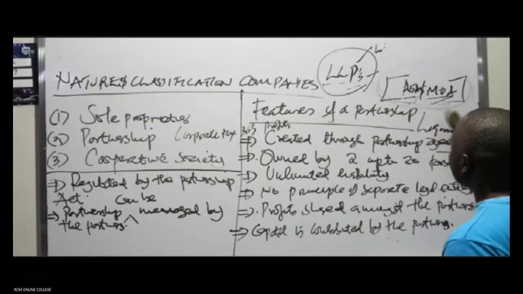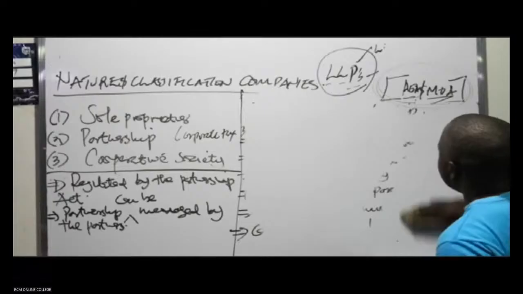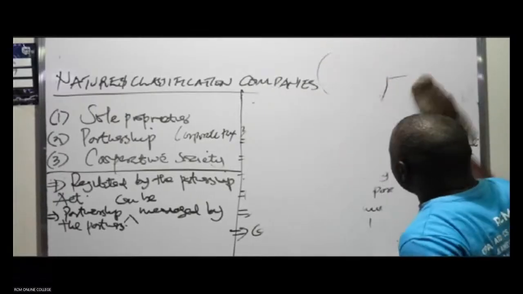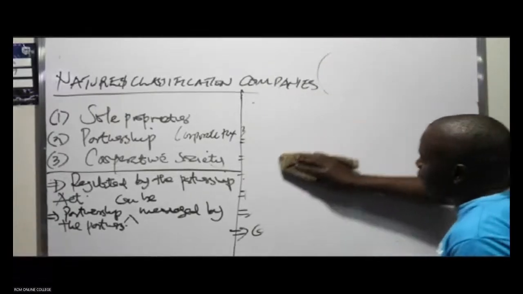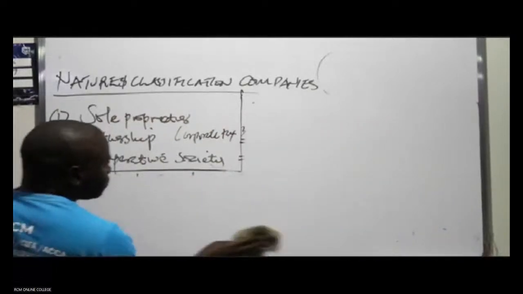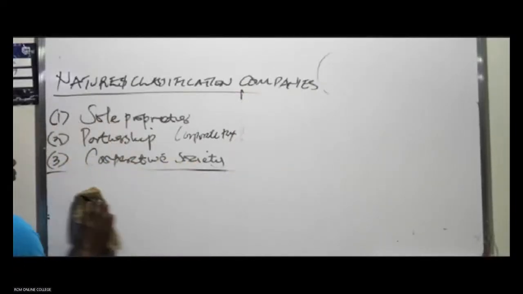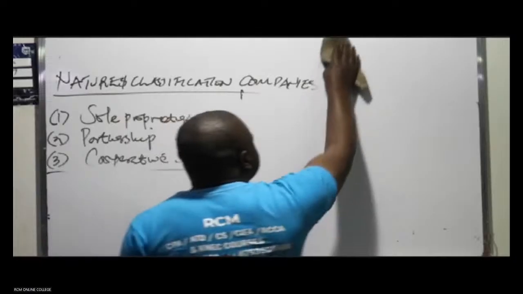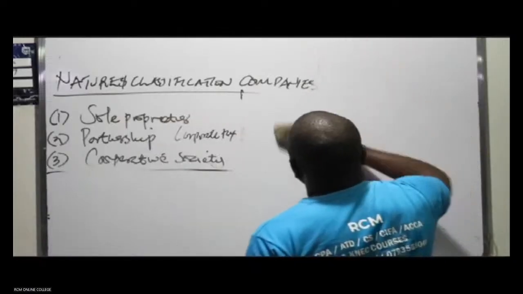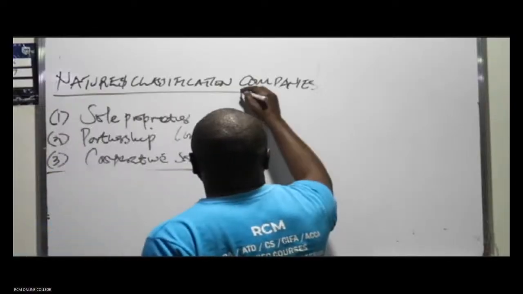So you can go to the final one, which in this case is actually cooperative societies. So we can try to list here the features of a cooperative society.